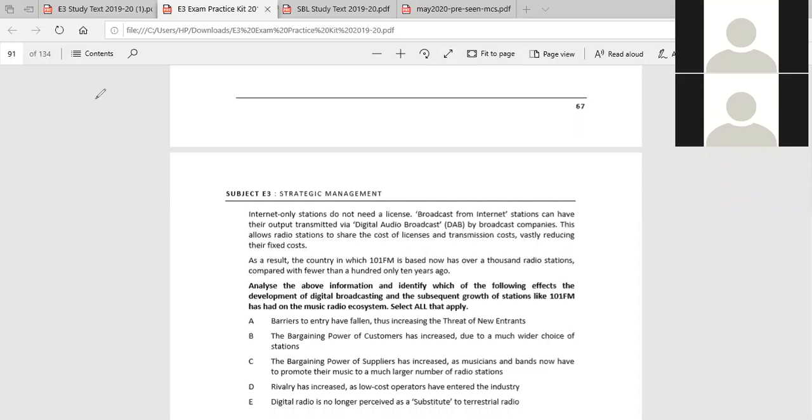So respond whether we should go with A or not. Barriers to entry have fallen. Do you agree with that? Barriers to entry have fallen. Is it possible for them to now start their radio station?